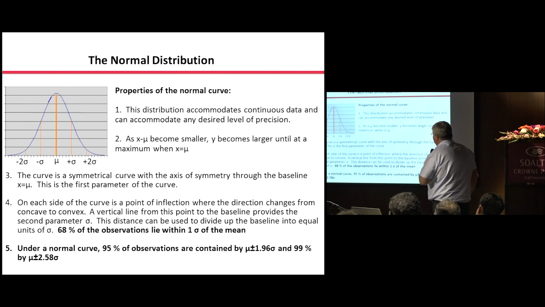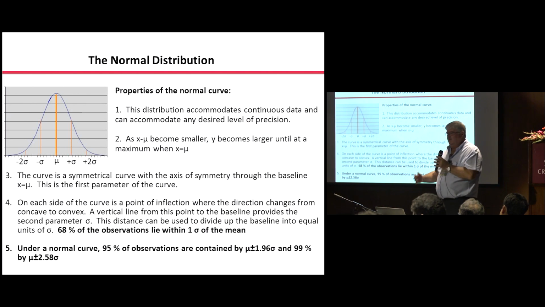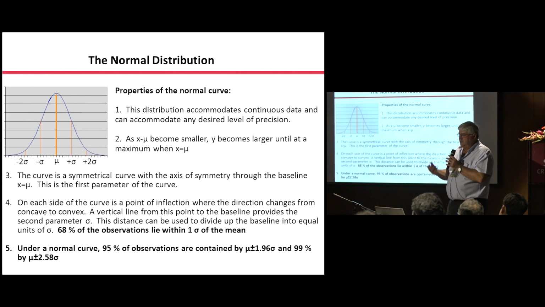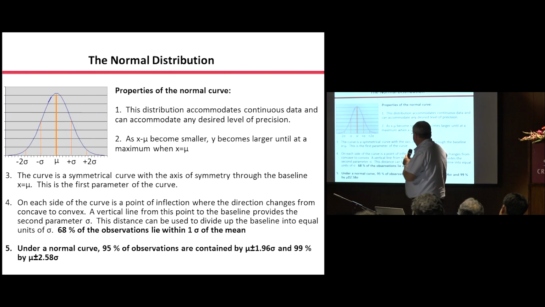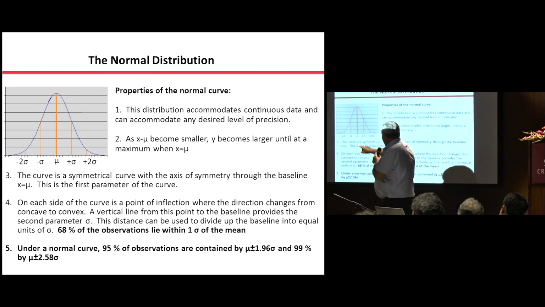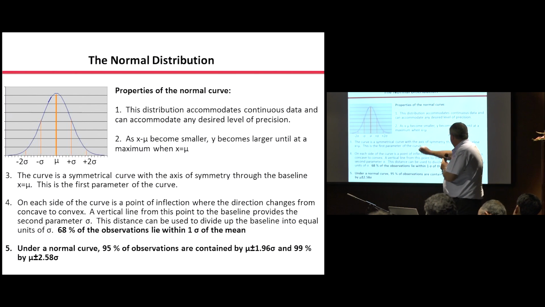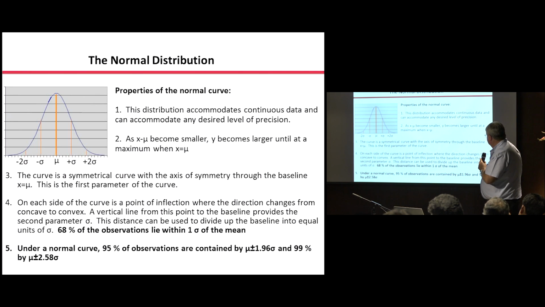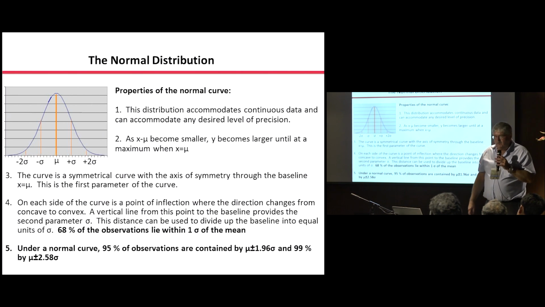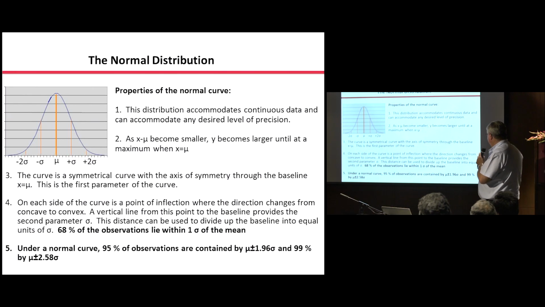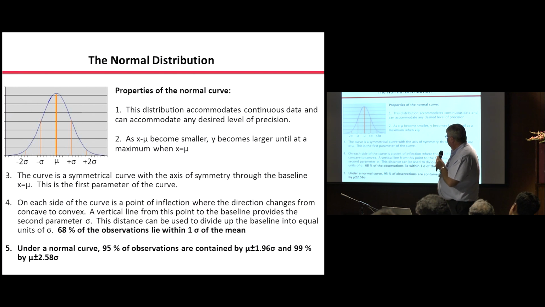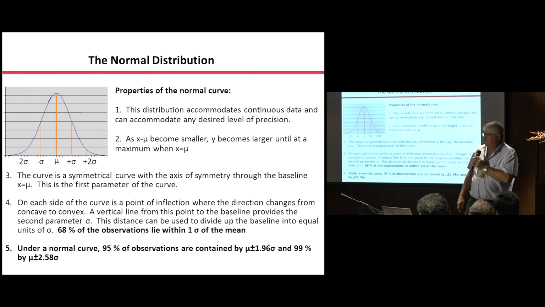Now, we normally work on a 95% probability. We want to make sure that we're measuring 95% of the population. And under a normal curve, 95% of observations are contained in the mean plus or minus 1.96 times the standard deviation. If we want a 99% picture of the population, we use the value of 2.58.